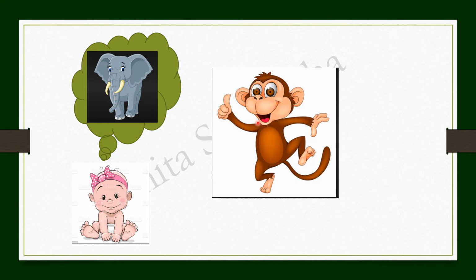This does not have a trunk. Does it have a tusk? It does not have a tusk. Does it have large ears? It does not have large ears. So, the child will come to the conclusion that it is not an elephant. The child does not know what this picture is, but the child can come to the conclusion that this is not an elephant because the child knows about the characteristics of an elephant.